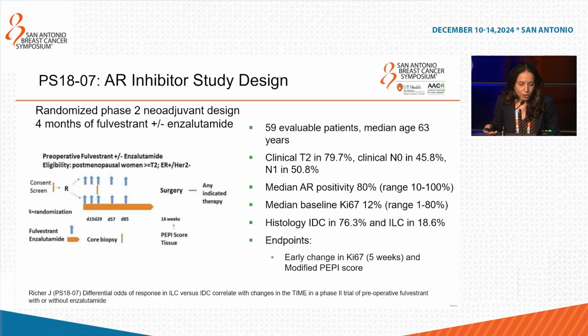And finally, the last poster is an androgen receptor inhibitor study. This was also a randomized phase 2 neoadjuvant study for patients with ER-positive, HER2-negative early-stage breast cancer. Patients were randomized to 4 months of treatment with fulvestrant alone or fulvestrant with enzalutamide, an androgen receptor inhibitor. Patients underwent a biopsy at 5 weeks so that early change in Ki-67 could be evaluated, and the primary endpoint was the proportion of patients who achieved mPEPI 0 status. The majority of patients in this study had ductal breast cancer, but there was a small group of patients with lobular breast cancer.